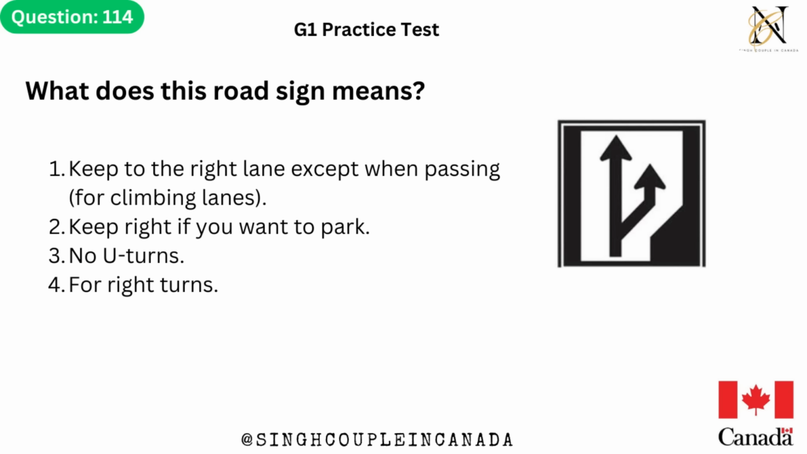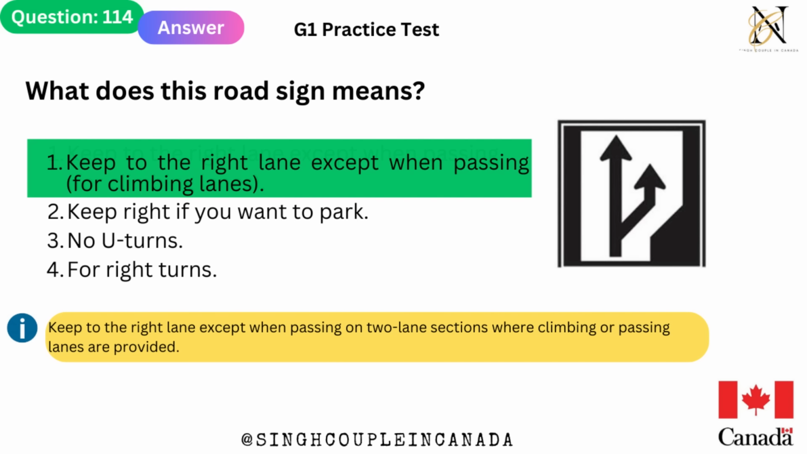What does this road sign mean? 1. Keep to the right lane except when passing, for climbing lanes. 2. Keep right if you want to park. 3. No U-turns. 4. For right turns. The answer is 1, keep to the right lane except when passing, for climbing lanes. Keep to the right lane except when passing on two-lane sections where climbing or passing lanes are provided.